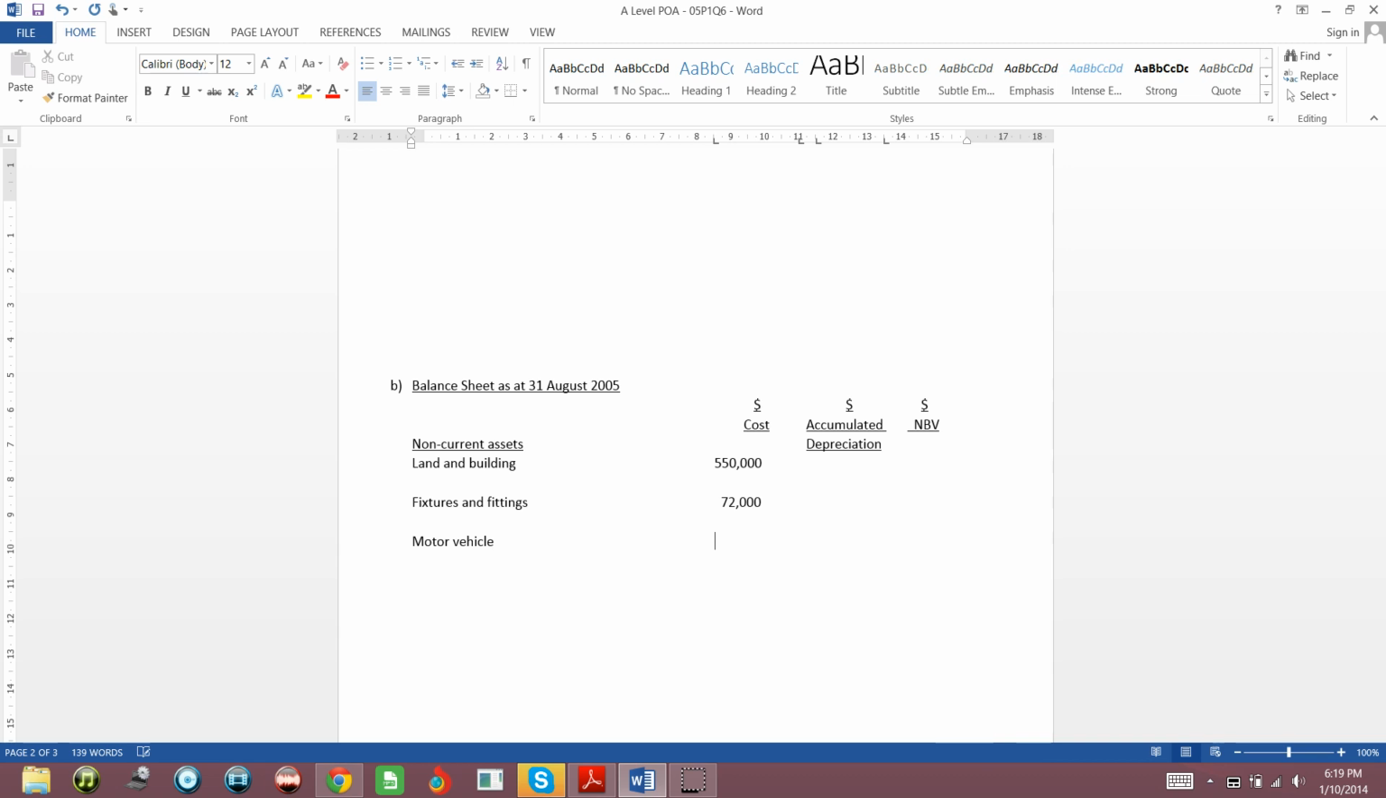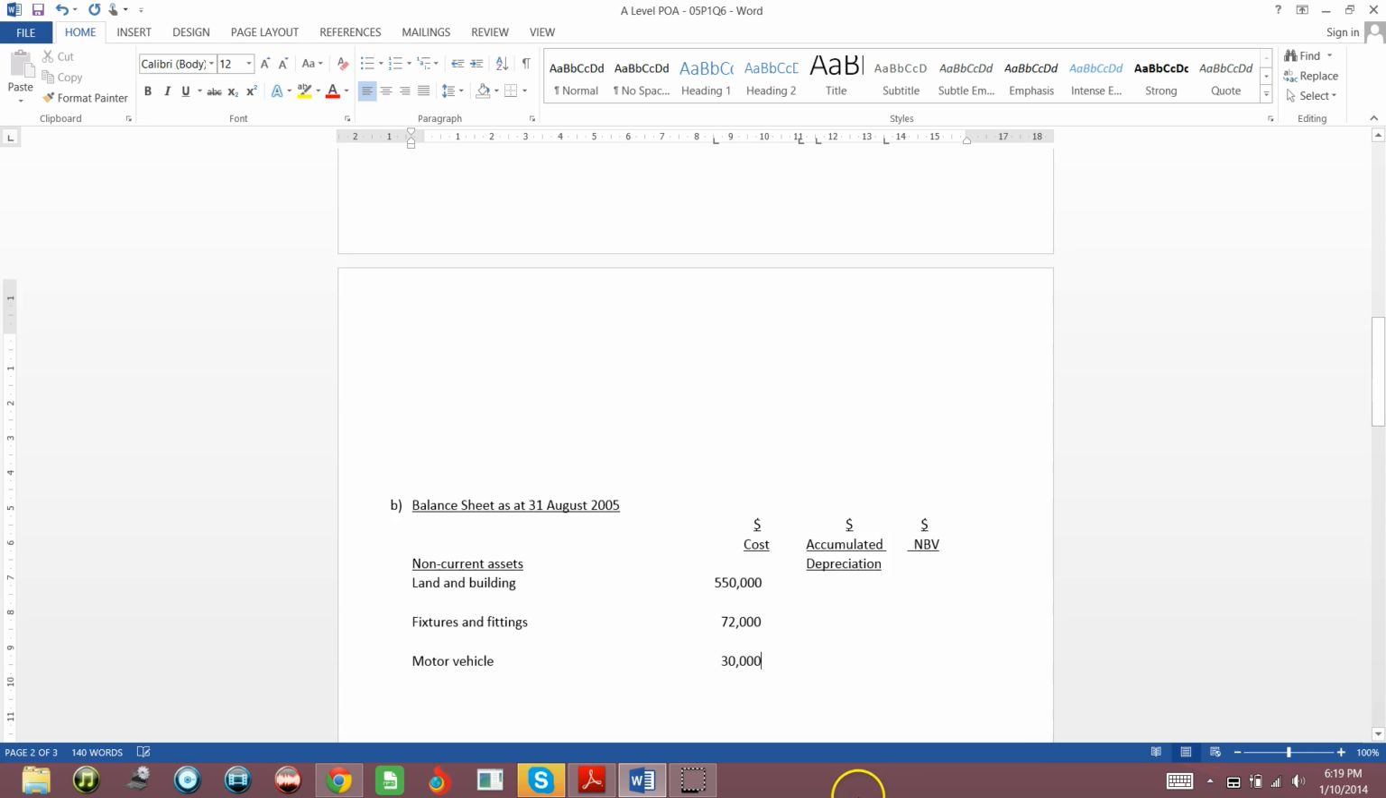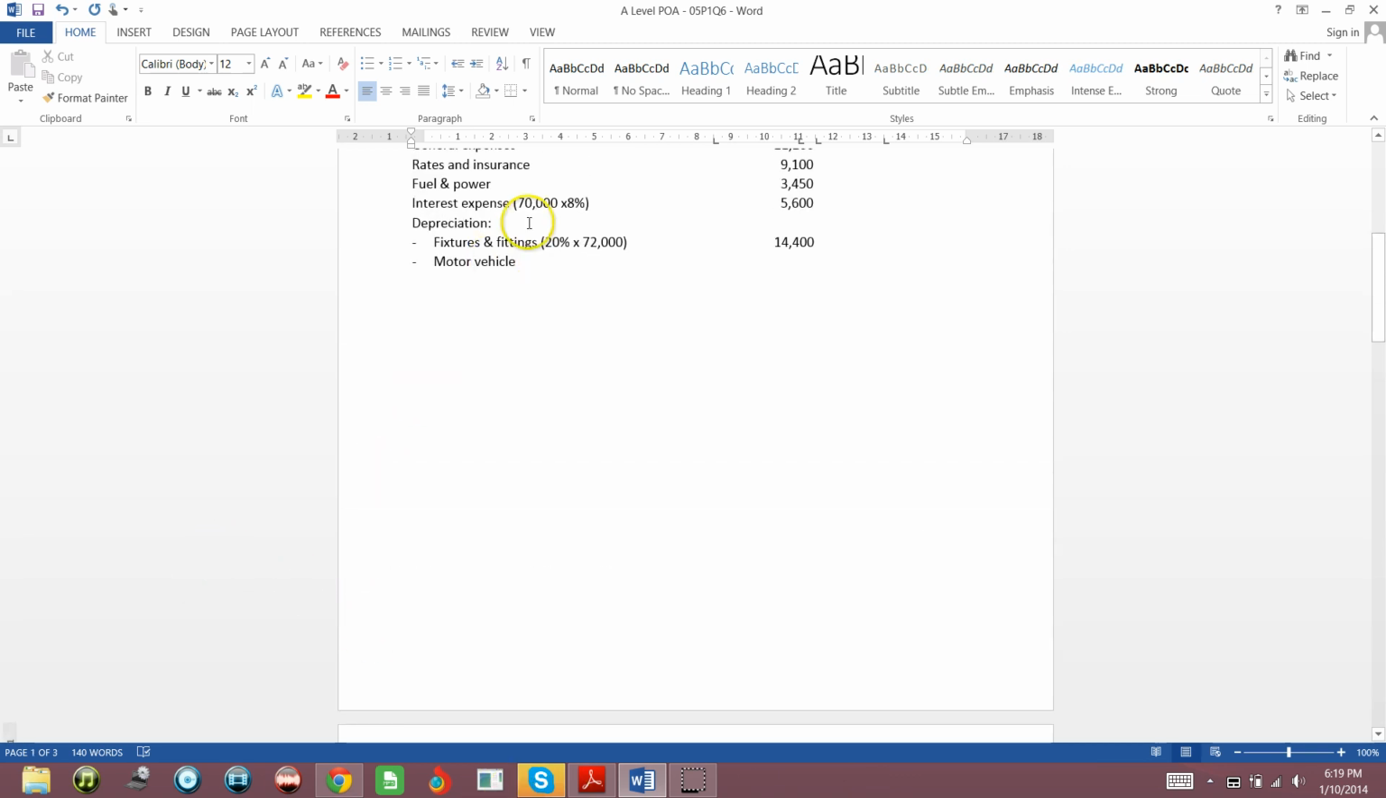Motor vehicle is 30,000. So the depreciation for motor vehicle is how much? You said that the depreciation rate is 25% times the cost of the motor vehicle, which is 30,000. Close bracket. So you use your calculator: 30,000 times 0.25, that will be 7,500.